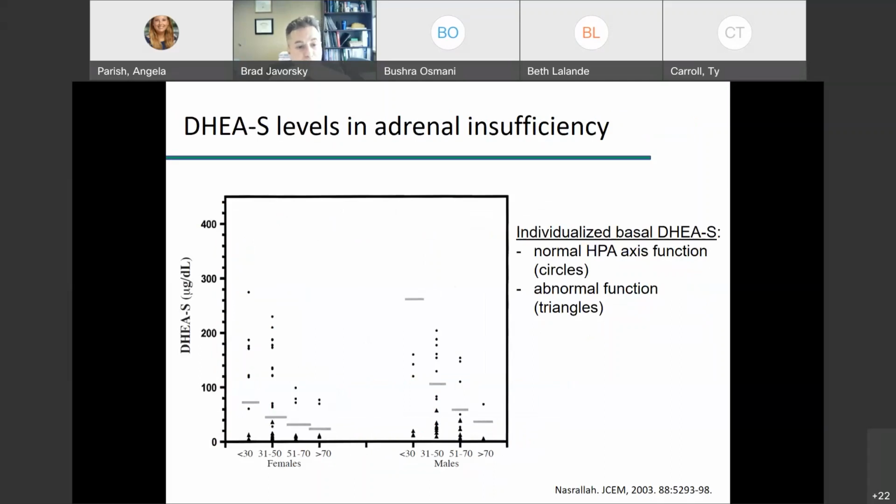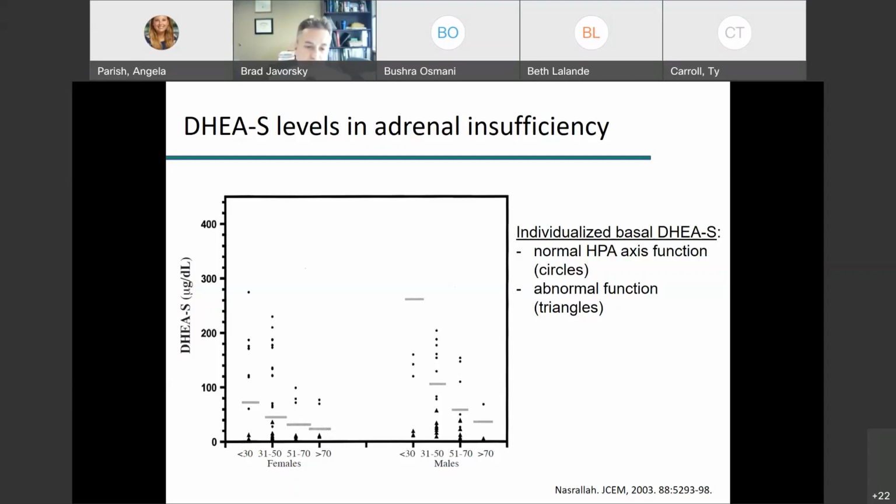DHEAS levels can be a helpful tool to help with the diagnosis of adrenal insufficiency. In this study, the authors separated people who had abnormal results with ACTH stimulation testing and those who had normal results. And again, you can see that the group that had abnormal results had very low DHEAS levels, and those are in the triangles, whereas those who had normal results were mostly higher with DHEA. Some had lower levels, but the bottom line is that if the levels are low, it makes it quite possible that they have adrenal insufficiency.